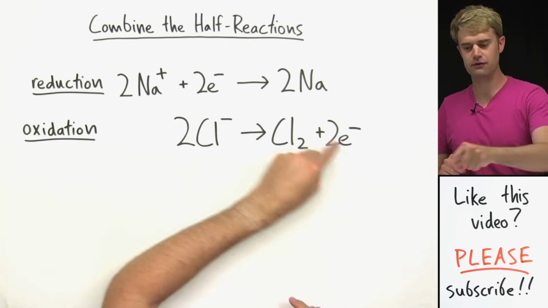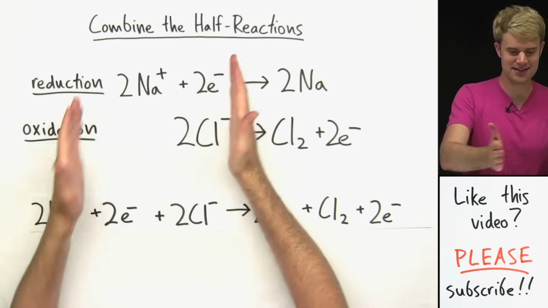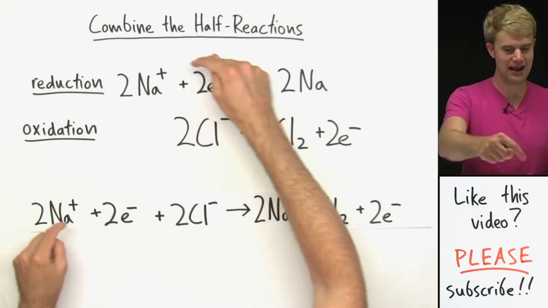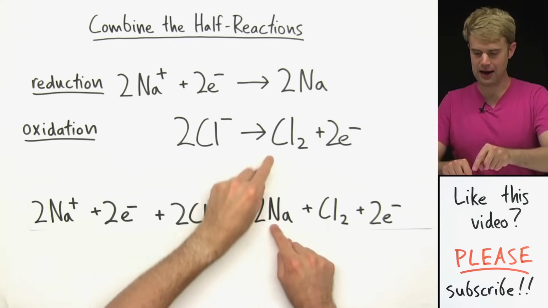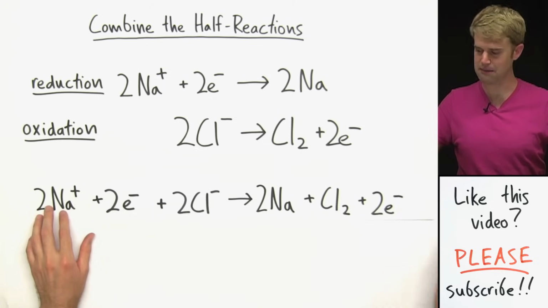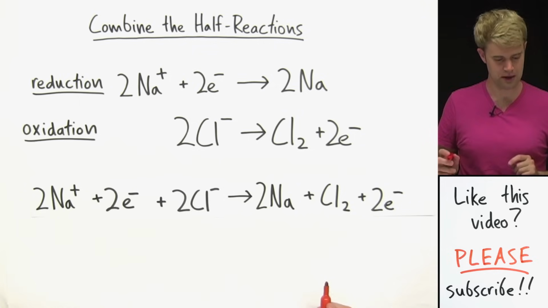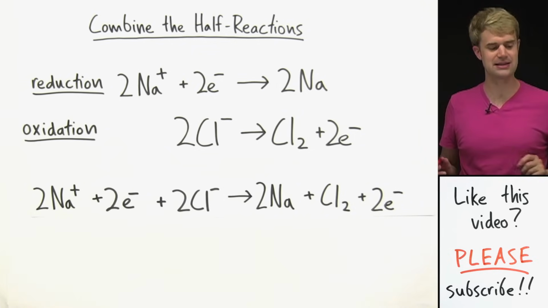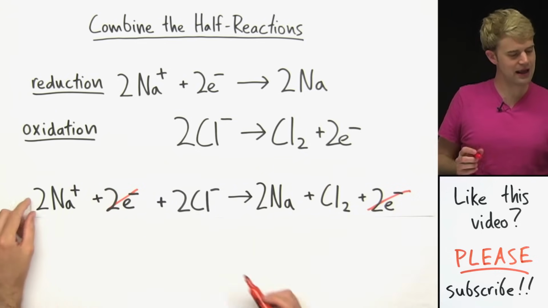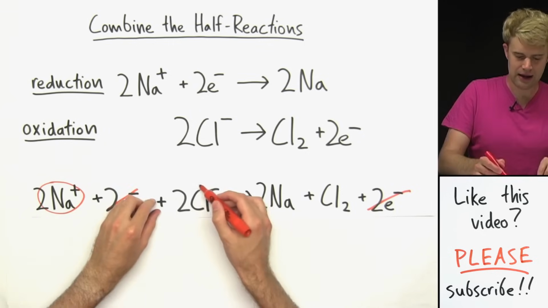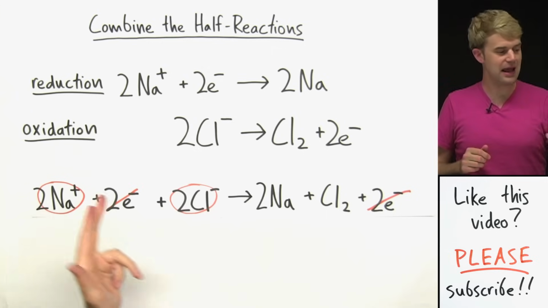Now that they have the same number of electrons, I can add them together. And this is what I get. I take everything on this side of the arrow and put it on one side. I have my Na, my 2 electrons, and my 2 Cl on this side. And then on this side, I have my Na, my Cl2, and my 2e-. Now there's still a little bit more that I have to do before this equation is totally finished. If there's anything on both sides of the arrow, we cancel it out. So there are 2 electrons here and 2 electrons here. I'll cancel those out. And then I have 2 Na+ here, and I have 2 Cl- here. I can combine those together to make NaCl.